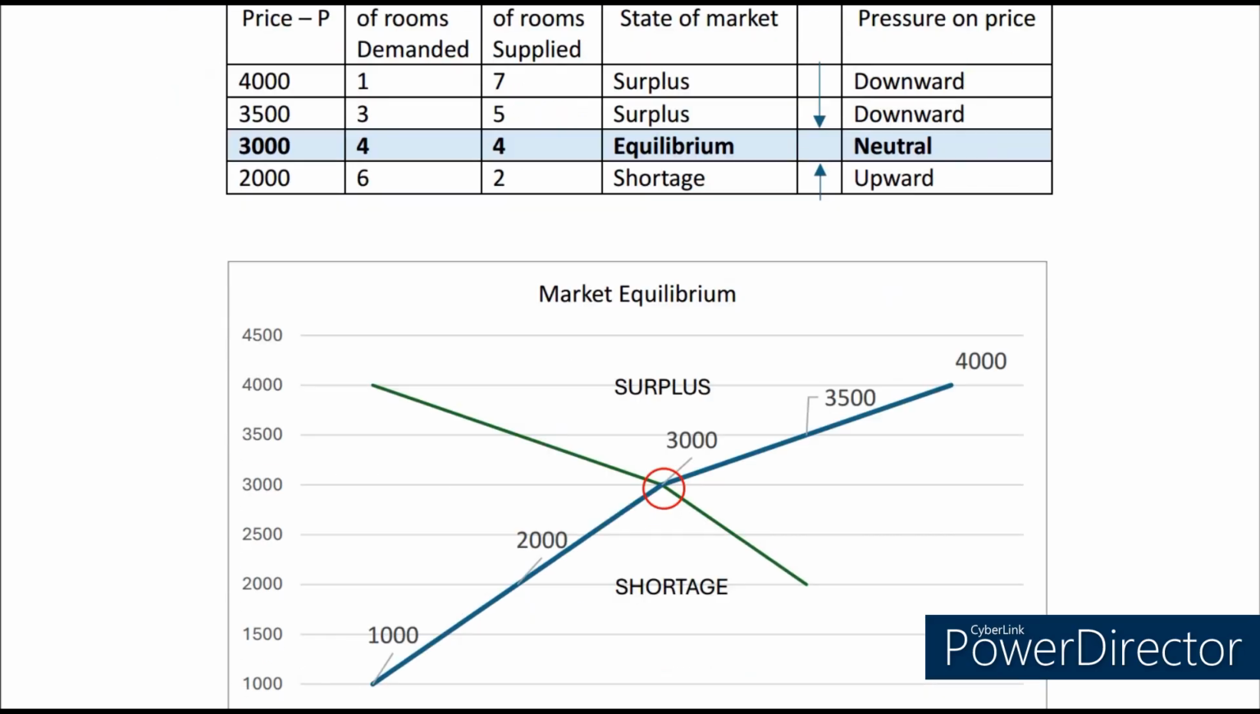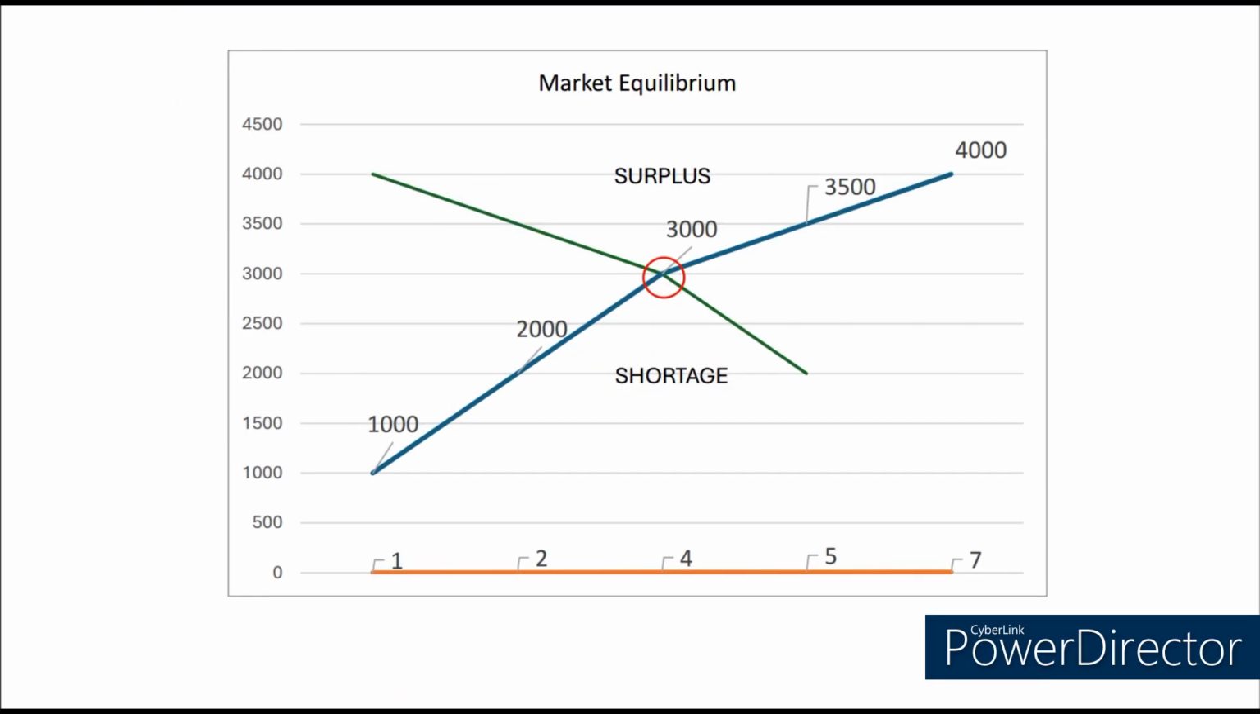The same thing has been shown in this graph. If you see, one is the demand curve and the other is the supply curve. That intersection at 3,000 rupees, which is encircled, is called the market equilibrium.